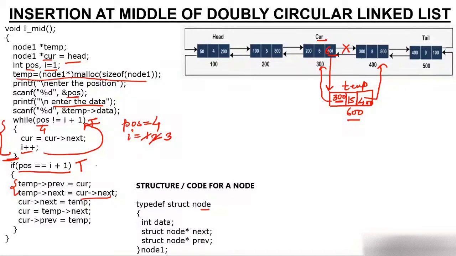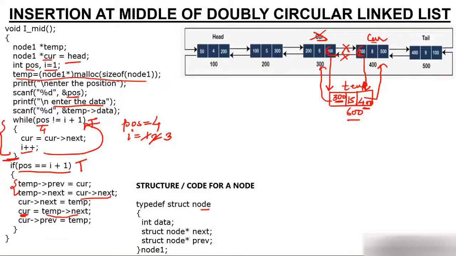Now update current. Current will have temp next. What is temp next? 400. So the new value of current will become 400, because temp next is 400. So current will come from this place to this place. Fine. Okay. This node is current and this is current previous. Current previous will have temp. What is temp? 600. So this node will start pointing to this node. So what has actually happened? This connectivity will get broken. So this node is now fully connected, and temp has taken its position.